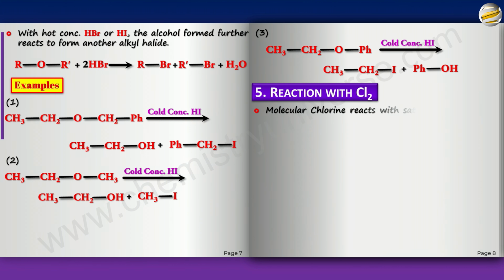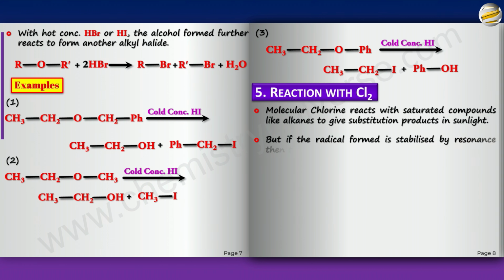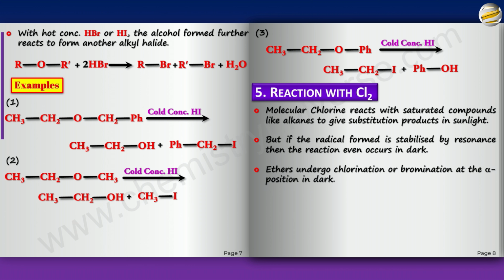Now molecular chlorine reacts with saturated compounds like alkanes to give substitution products in sunlight, that we know. But if the radical formed is stabilized by resonance, then the reaction even occurs in dark. So for ethers to attack on the alpha carbon, you don't need even sunlight for halogenation. It is of course substitution. Ethers undergo chlorination or bromination at the alpha position in dark.